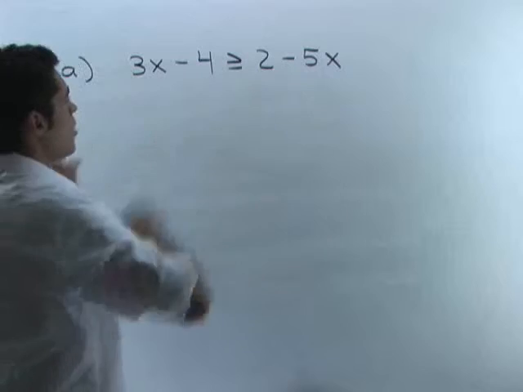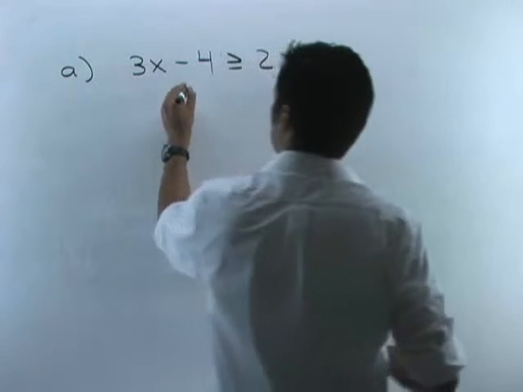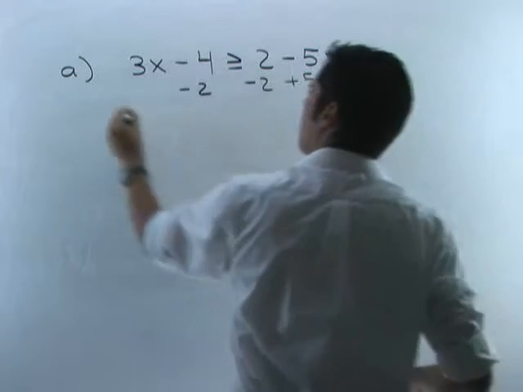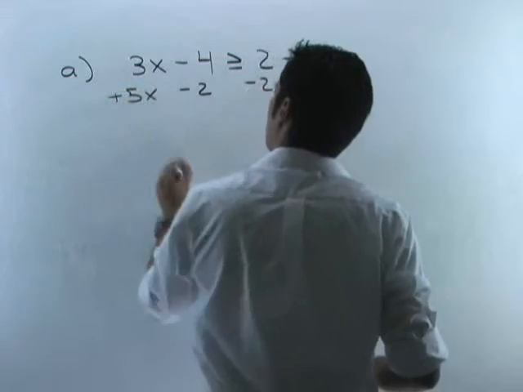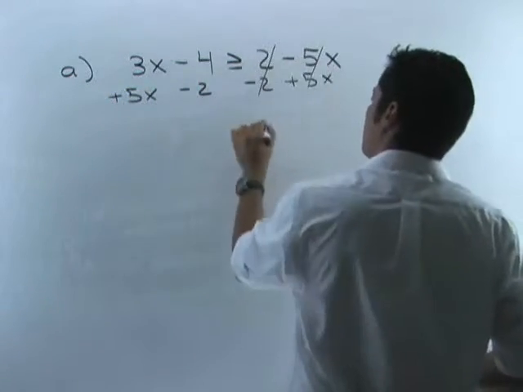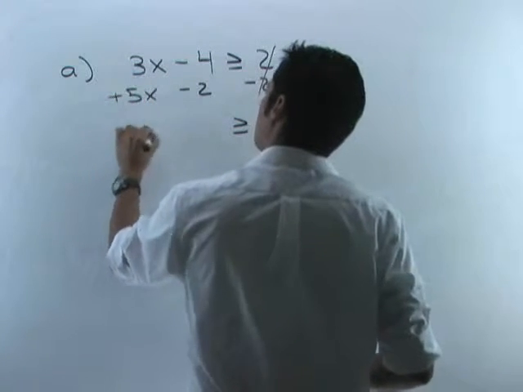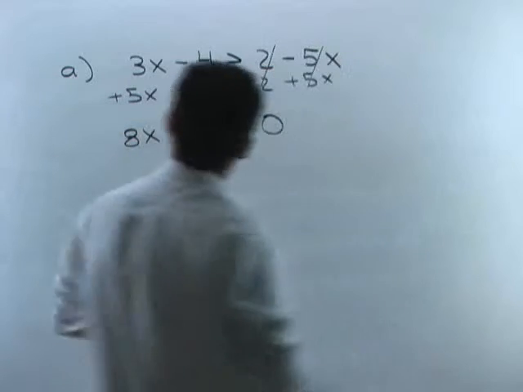So let's move everything to one side. What we'll do is we'll subtract 2 from both sides. We'll add 5x to both sides. Over on the right side, everything cancels. We'll have a 0. On the left side, we have 8x. Let's see, we'll have minus 6.